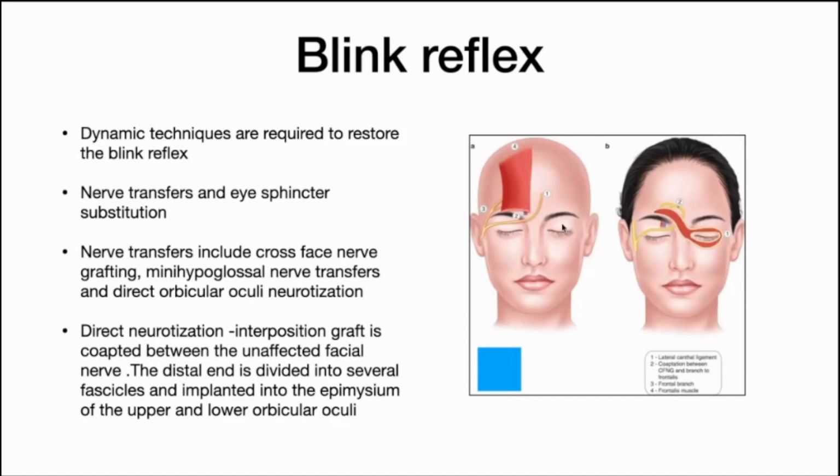The frontalis branch and the frontalis muscle can also be used, like in this figure. A nerve graft has been used between the unaffected nerve on the opposite side, and this sural nerve or the greater auricular nerve is then anastomosed with the frontalis muscle, and this frontalis muscle is being placed in the orbicularis oculi region. So this also gives a spontaneous blink reflex.